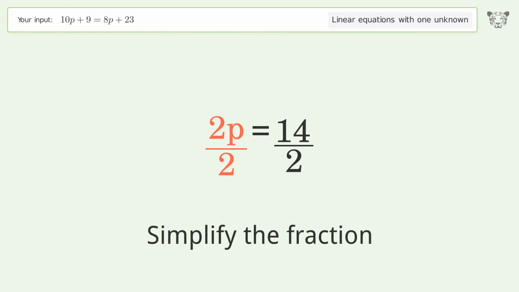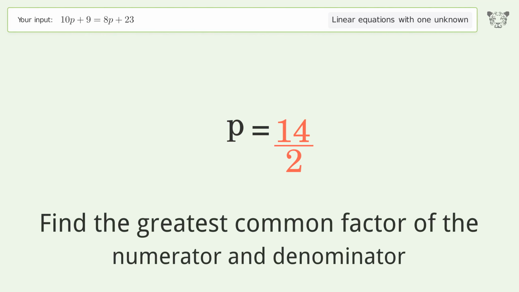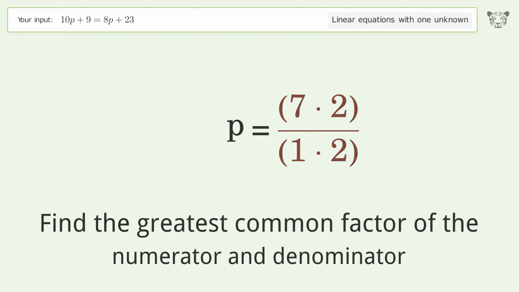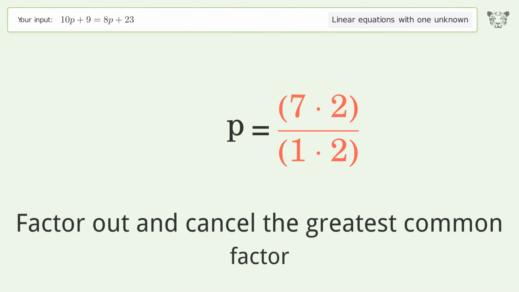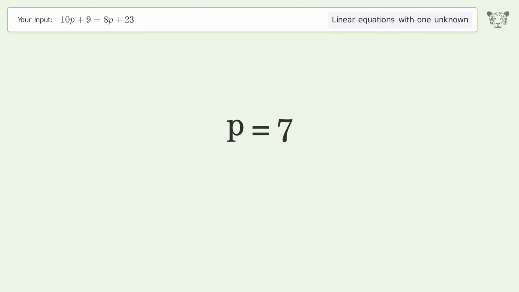Simplify the fraction. Find the greatest common factor of the numerator and denominator. Factor out and cancel the greatest common factor. And so the final result is p equals 7.